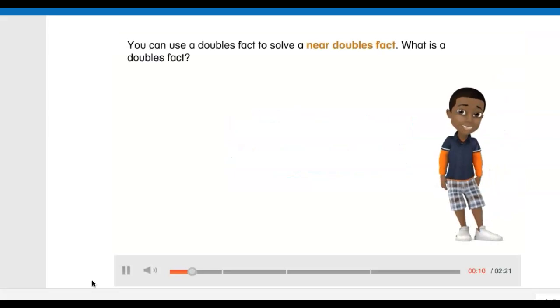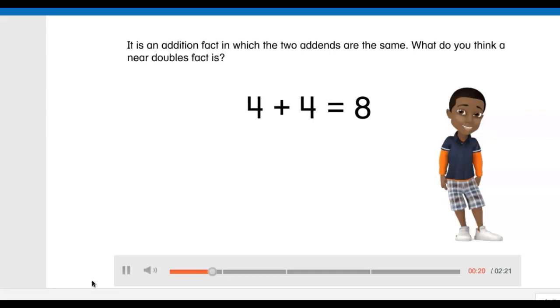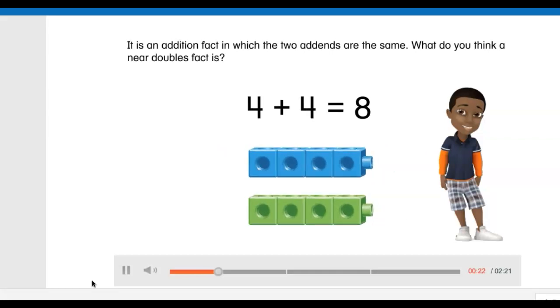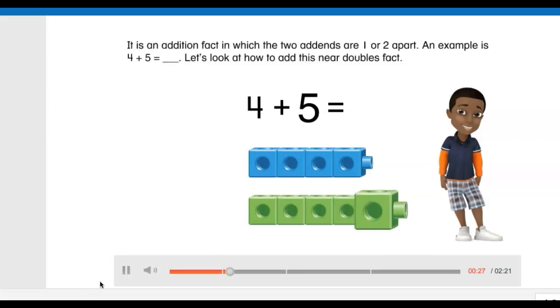You can use a doubles fact to solve a near doubles fact. What is a doubles fact? It is an addition fact in which two addends are the same. What do you think a near doubles fact is? It is an addition fact in which the two addends are 1 or 2 apart.